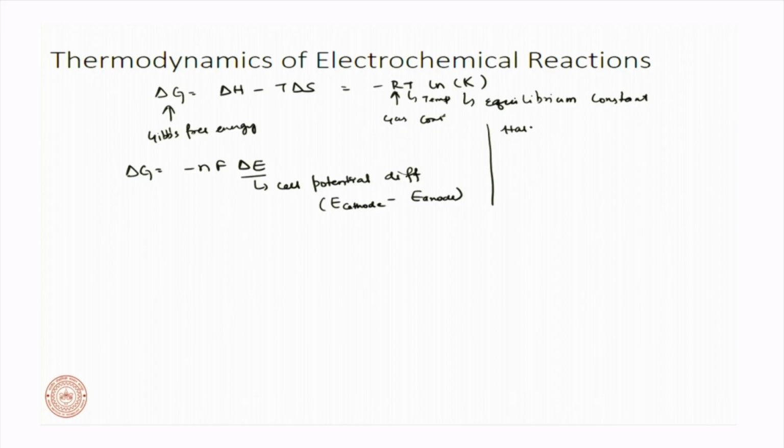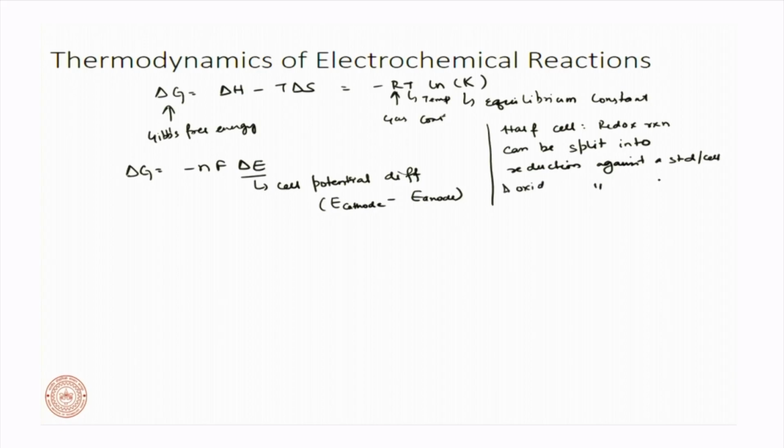So, again we have introduced the concepts of half cell and full cell. What is a half cell? A half cell is an electrochemical system where the redox reaction can be split into reduction at one electrode and oxidation at the other electrode. So, your redox reaction can be split into reduction against a standard cell and oxidation against a standard cell.